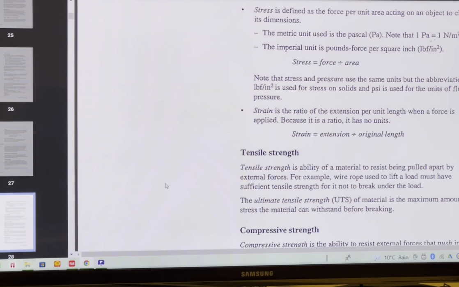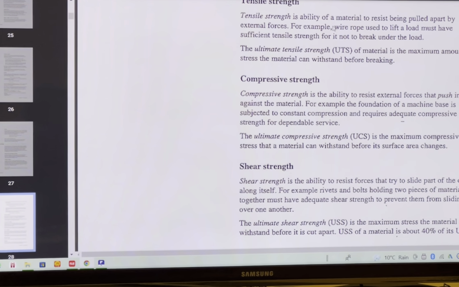Be careful, okay? Tensile stress is the ability of a material to resist being pulled apart by an external force. For example, a wire rope used to lift a load must have sufficient tensile strength so that it does not break under the load. You can pull nuts or a load. Mark here, you can write down: ultimate tensile stress means UTS, which I just mentioned.